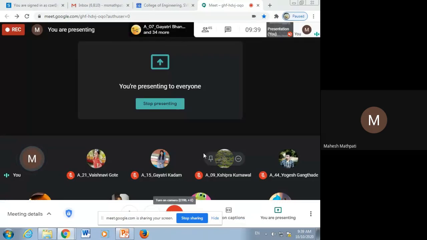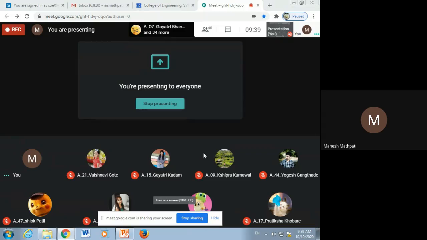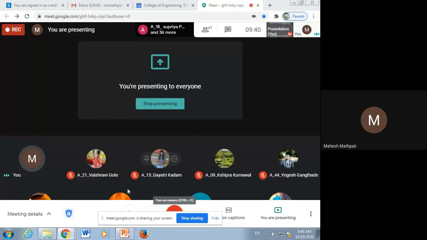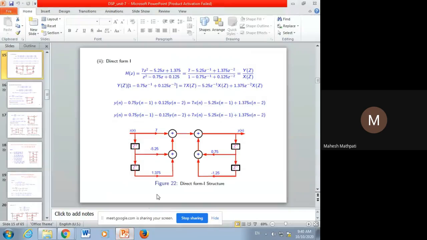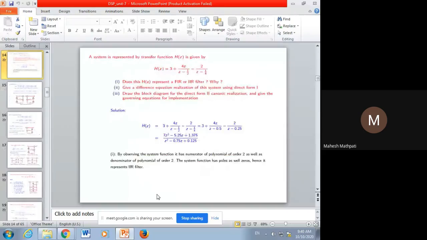Let's see, how many of you have done the diagram at least? 2 members. What about others? Yes, sir. Diagram you have completed. 5 members. Still, what about others? Okay, let's see today how to complete the diagram as well as the equation.